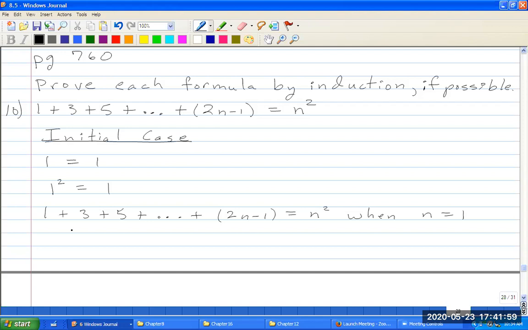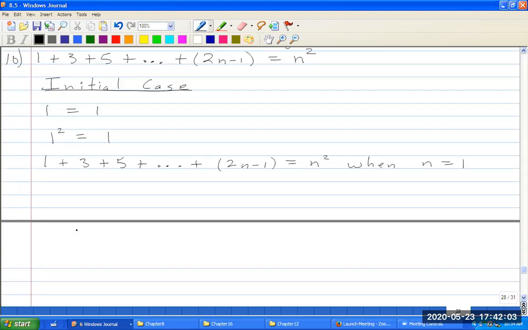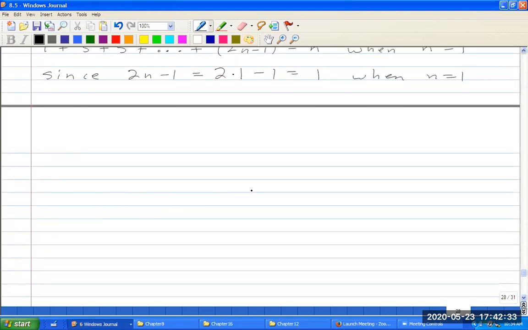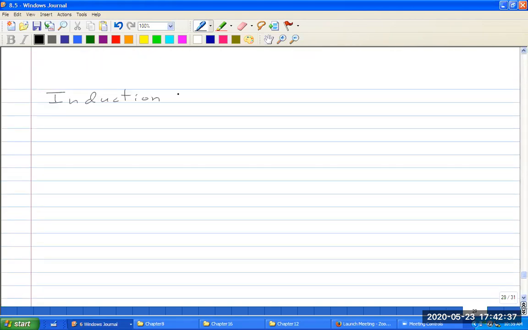Next, let's do the induction case. Oh, and I guess I really should say since 2n minus 1 is equal to 1. Okay, so that's why this only had one term in it. So now let's do the induction case. So in the induction case, we're going to assume that some domino falls. Then I want to show that if I assume that one domino falls, that will imply the next domino falls.